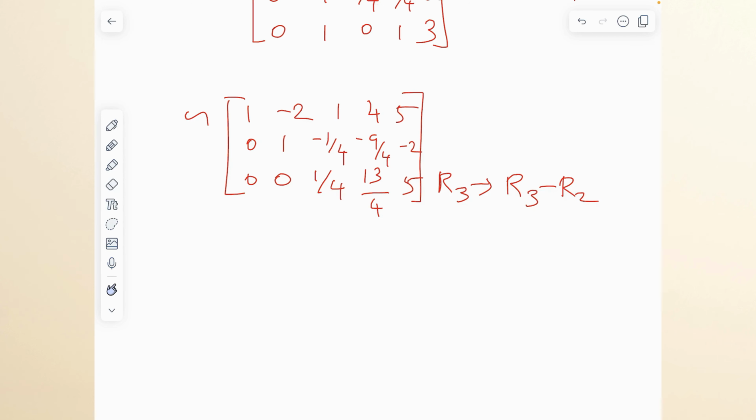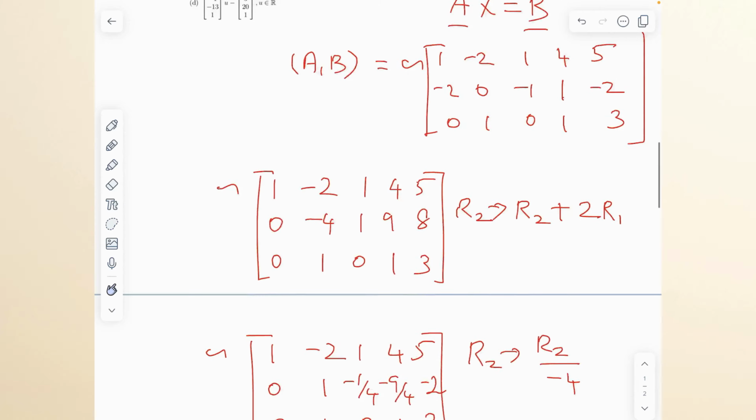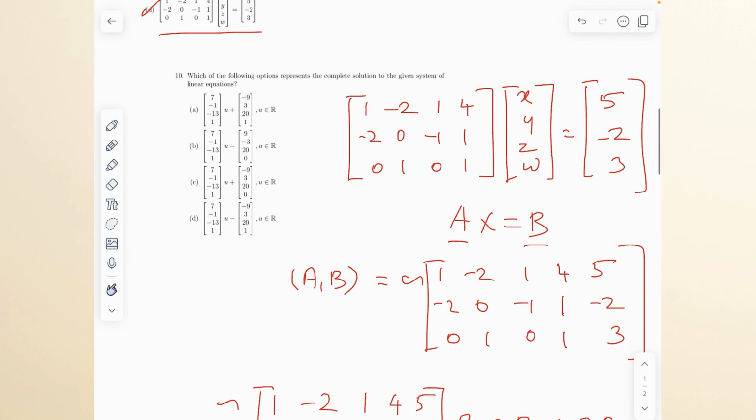Now next, we should look at the answer options. If you look at the answer options, they have given u, and u belongs to R. For all options it is like this only. Alright, so now no worries.